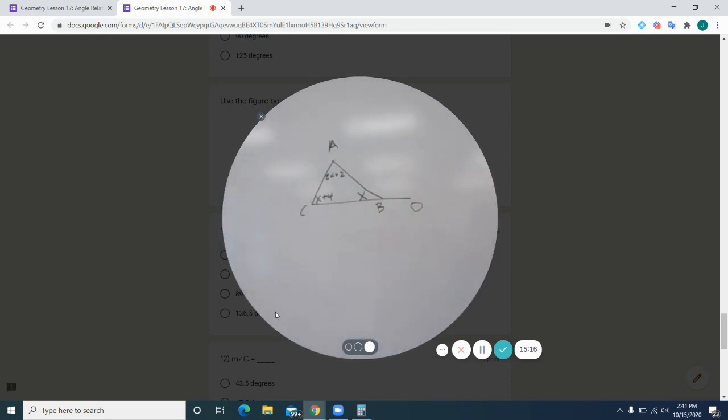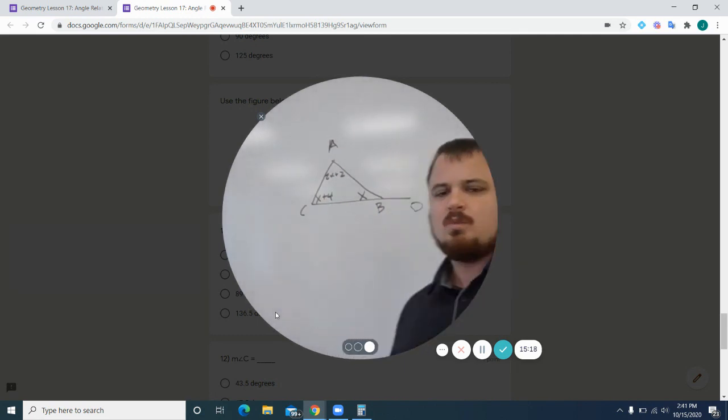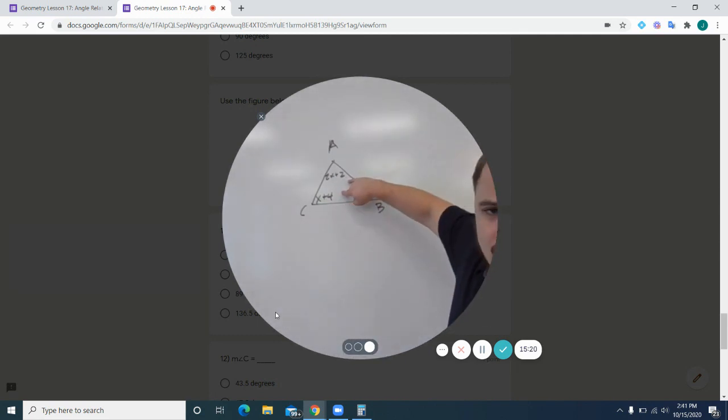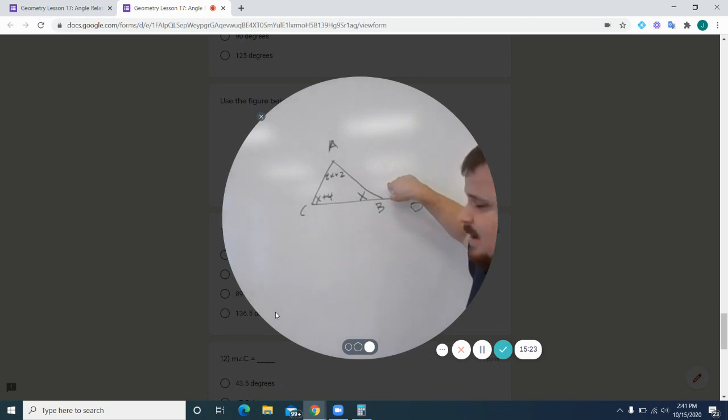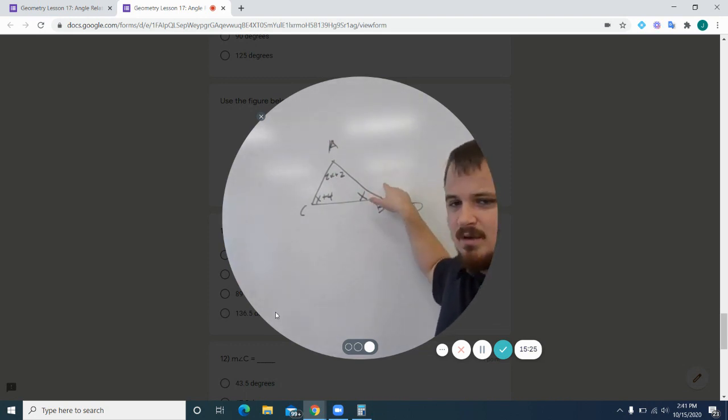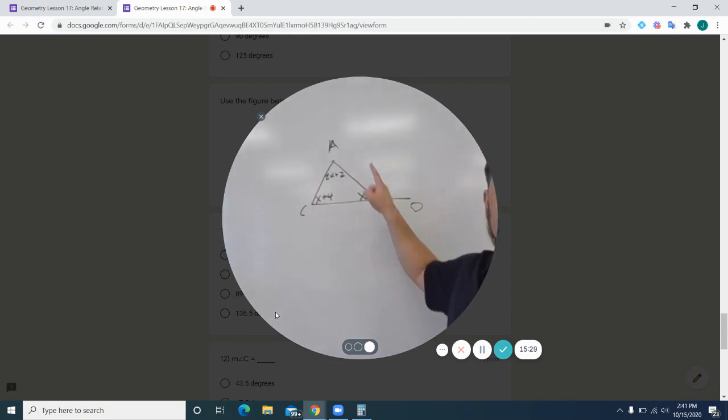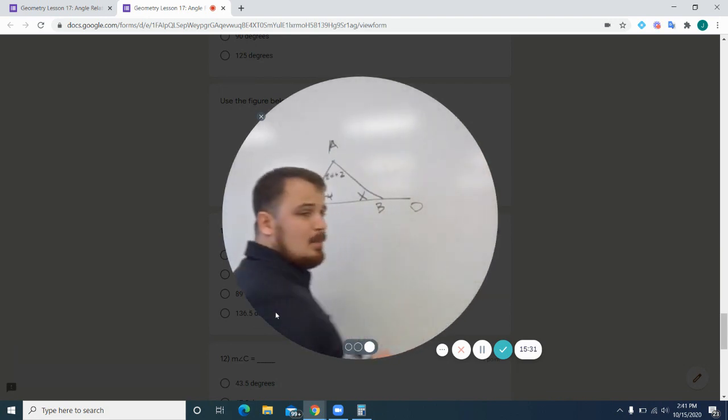We basically learned about two different relationships in this lesson. We've learned that your two remote interior angles equal the exterior angle. Do we know anything about the exterior angle right here? Not really. What else do we know? That all these angles have to add up to 180. So let's set up a problem like that.